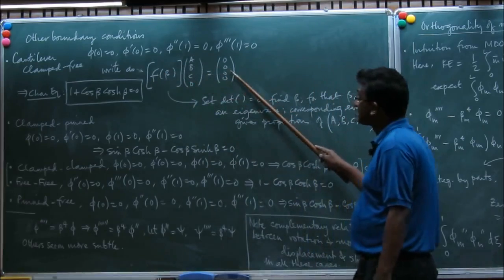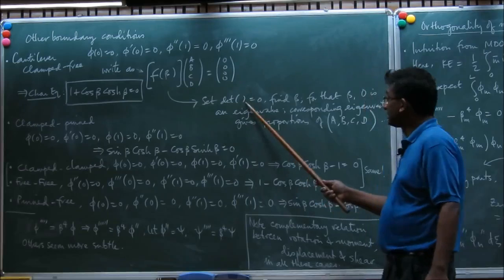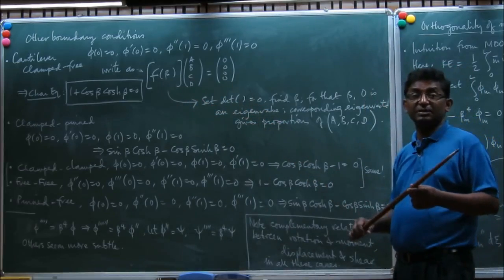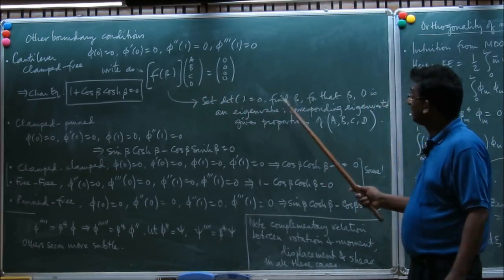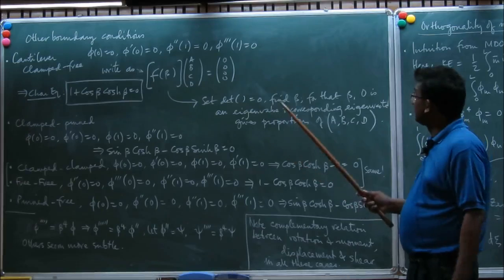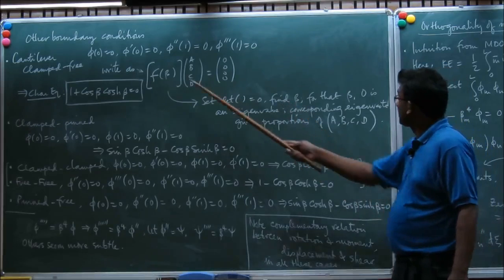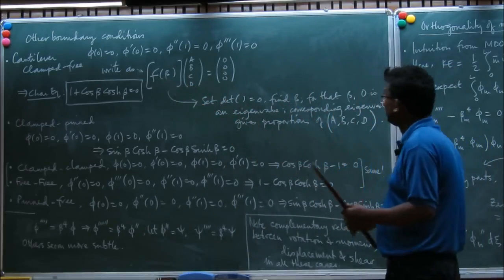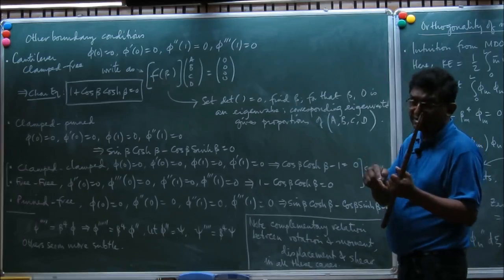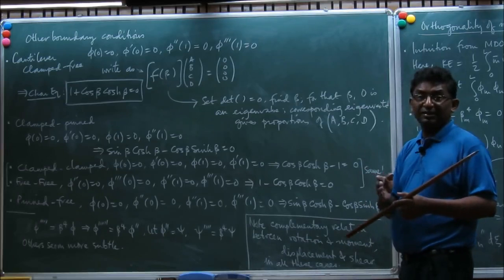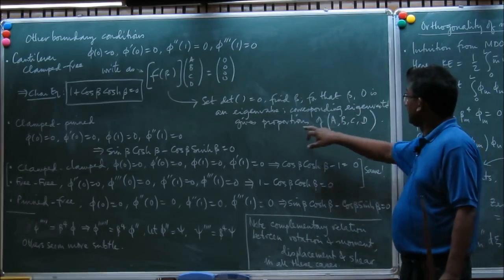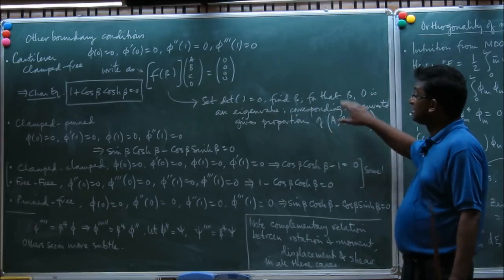It's a homogeneous system of equations. This determinant must be set equal to 0. When we set it equal to 0, we get some equation in terms of beta. It has infinitely many roots. We find those one by one, as many as we need. For each such beta, when we substitute it in, what happens is this coefficient matrix is singular. So therefore, 0 is an eigenvalue. Corresponding to that eigenvalue of 0, there is an eigenvector. When we find that eigenvector, it gives the proportions of A, B, C, and D.